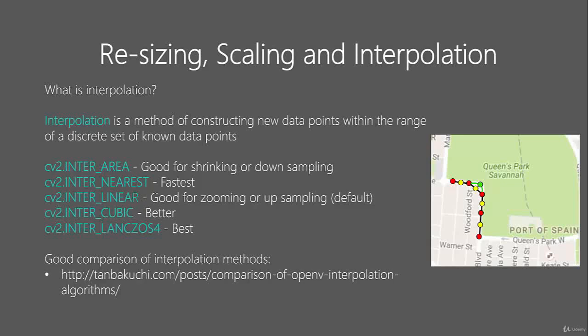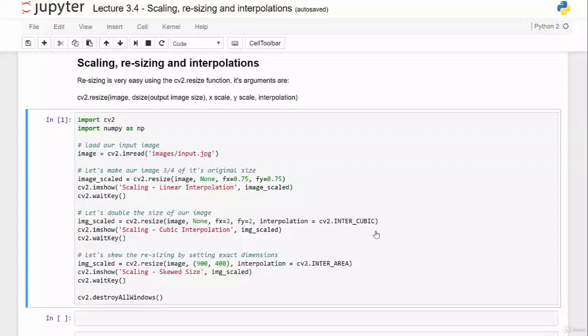Let's actually implement this in some code now. So let's now implement some simple scaling or resizing in OpenCV. OpenCV uses the cv2.resize function with the arguments listed up here, but let's actually use this function to get a feel of it. Firstly we load our image, and then using the resize function, it takes our input image, None, which I'll discuss shortly, fx and fy.